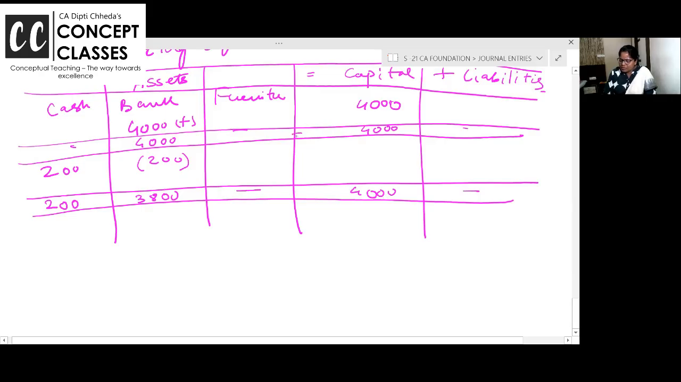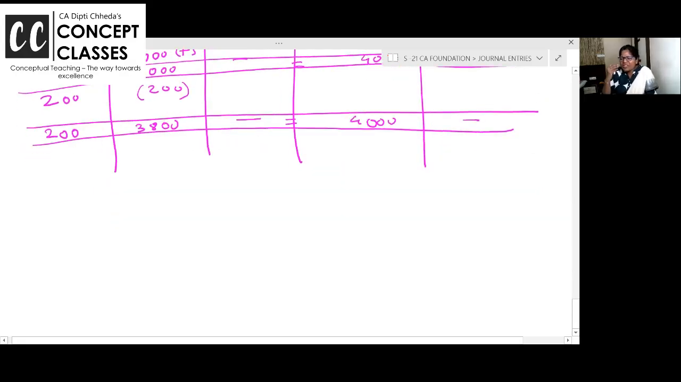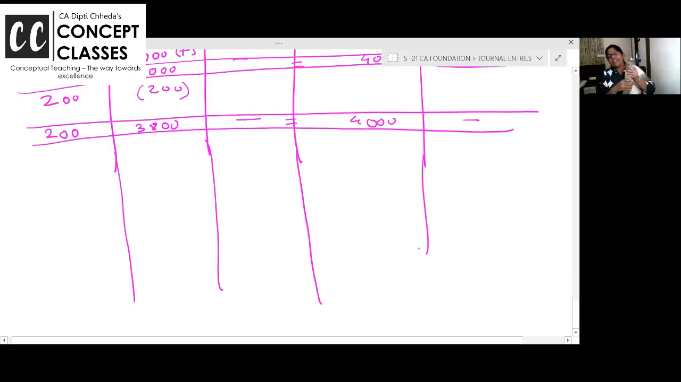This equal to sign should be clear. Here also 4,000, there also. Isn't it super easy? Accounting equation बोलते हैं इसको. Many students till CA Inter say, ma'am, journal entry posting, we don't know what is account. Will not be able to interpret them properly.